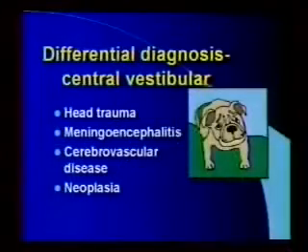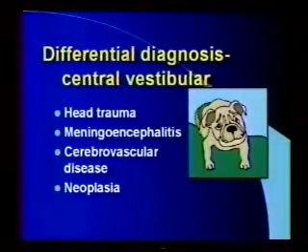So a differential diagnosis for central vestibular disease are certainly if they have a head injury, that can cause problems. If they have meningoencephalitis or some kind of infection in the brain. If they have some type of cerebral vascular disease like a stroke, and yes, we do see it periodically in dogs, but not very commonly, not like in human beings. And every once in a while, neoplasia will cause acute vestibular signs, but most of the time, that produces chronic progressive vestibular signs.